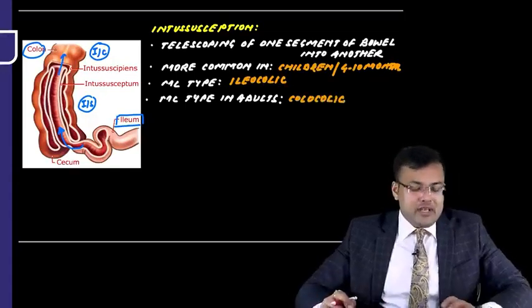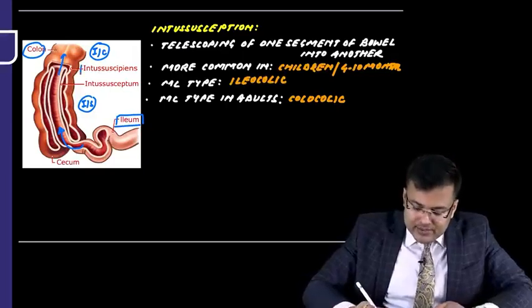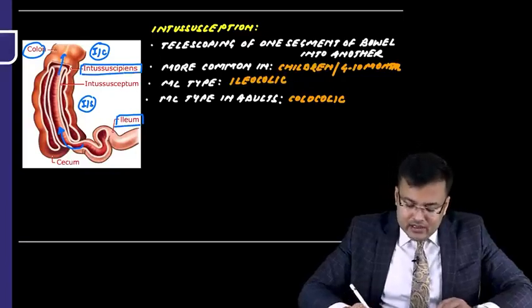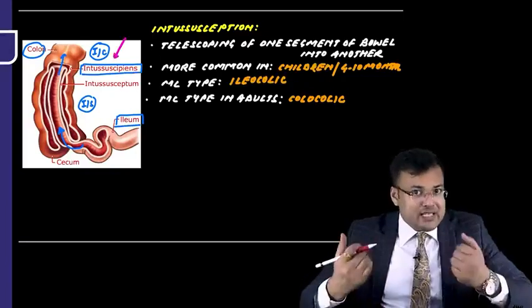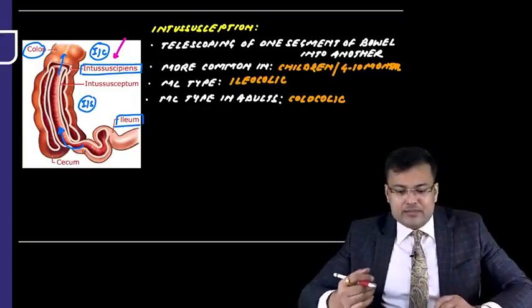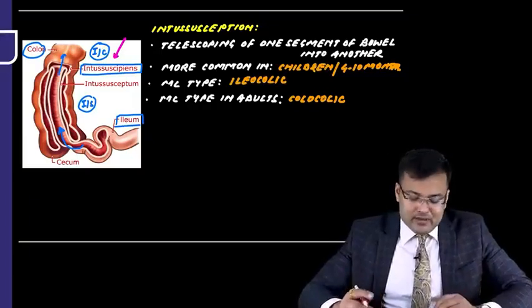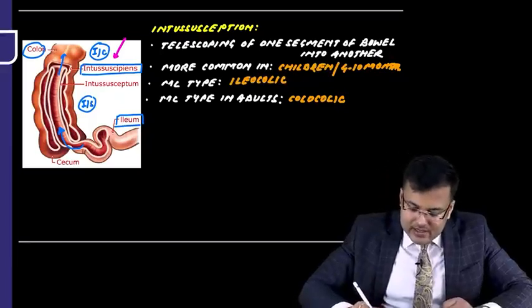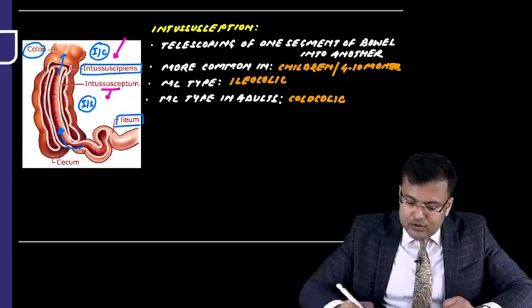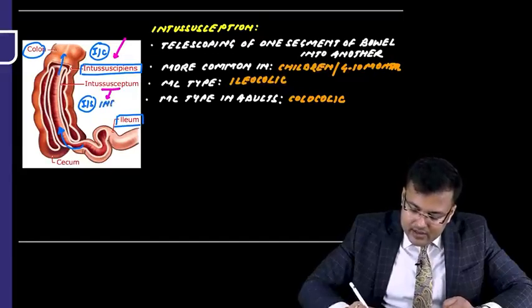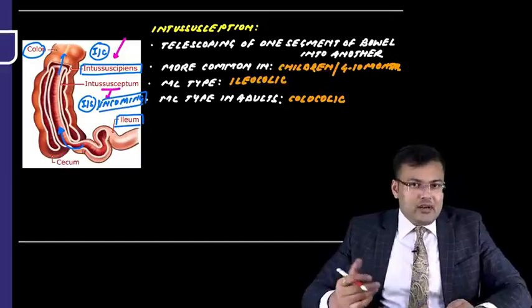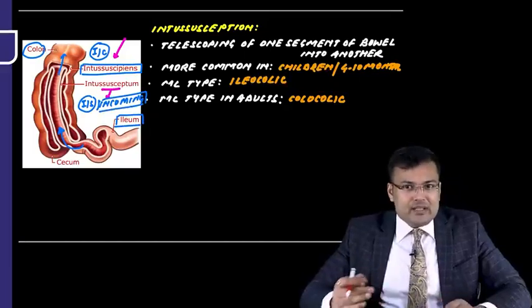In this image, you can see the parts. There is the intussuscipiens, the recipient. Recipient means the part of the intussusception which is accepting. So the intussuscipiens is the receiving segment. And the incoming segment is known as the intussusceptum. How to remember intussuscipiens? Intussuscipiens is the recipient; recipient is suscipiens.